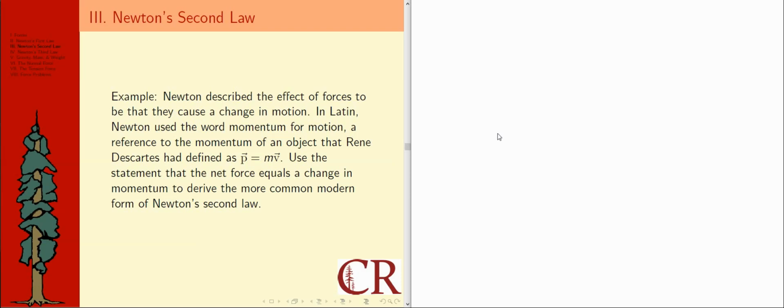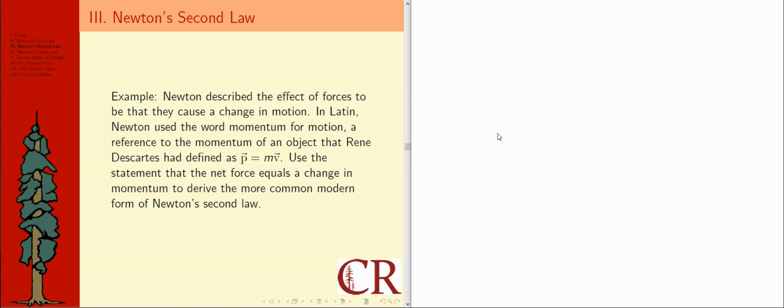Newton described the effect of forces to be that they cause a change in motion. In Latin, Newton used the word momentum for motion, which is a reference to the momentum of an object that Rene Descartes had given a definition, and that definition is written there as p = mv. So it turns out p is actually the symbol for momentum. May seem a little strange, but it is what it is.